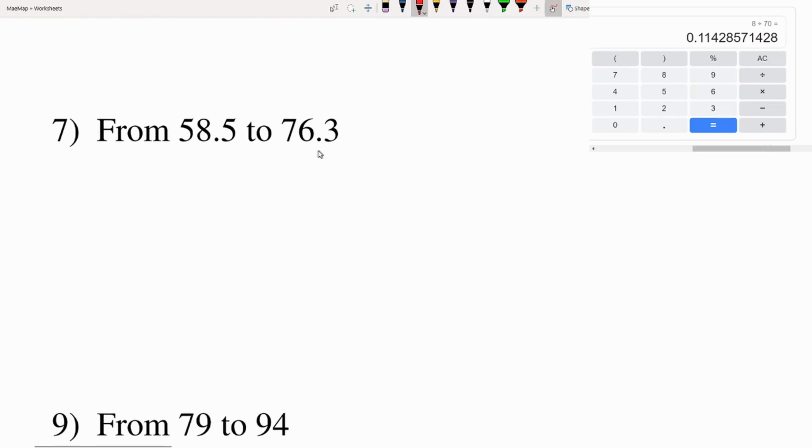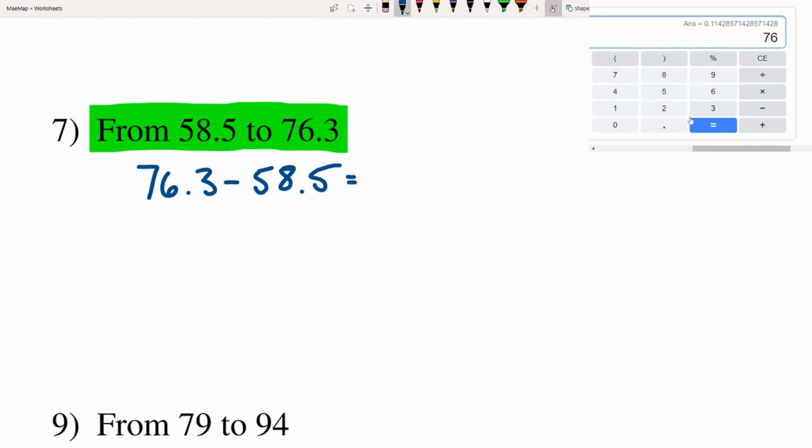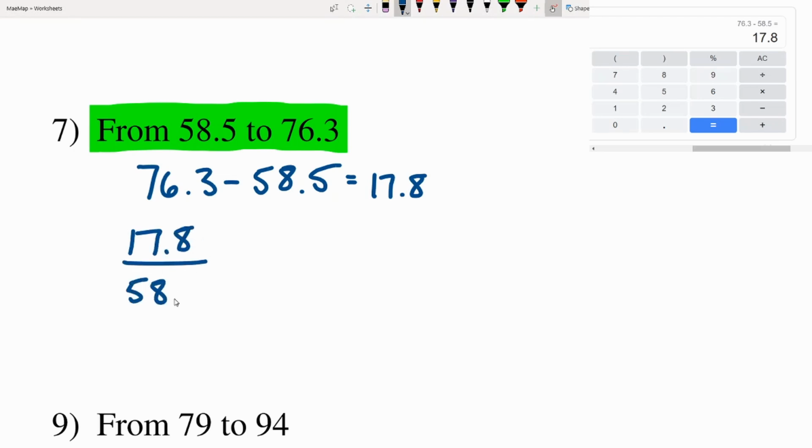In number 7, we're going from 58.5 to 76.3. So our starting number is smaller than our finished number, so we're actually increasing in number 7. And again, to find that change, we take the larger minus the smaller. So this time, we're going to take that second number and subtract our starting number. So 76.3 minus 58.5. Saving some time by doing that on the calculator, we'll get 17.8.